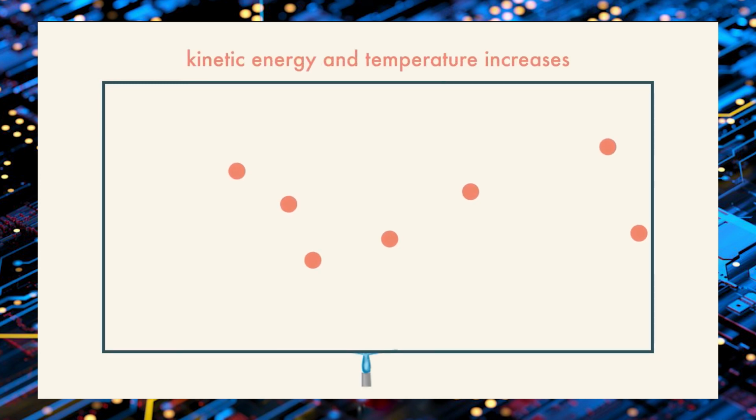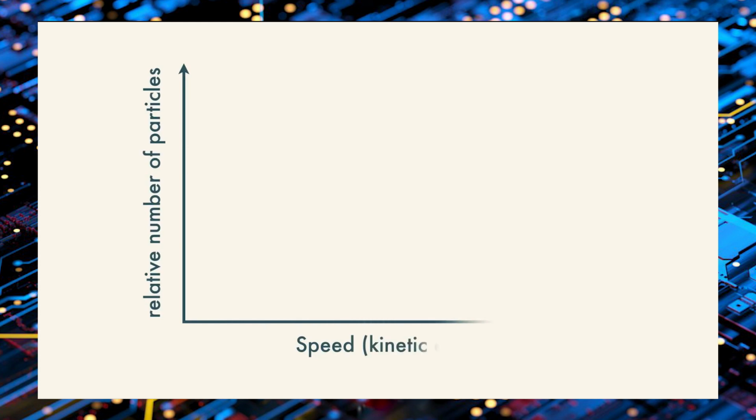When particles of a gas are heated, the particles will speed up. This means that the kinetic energy of the particles has increased, and therefore the temperature of the gas has increased. But the reality is that not every particle is moving at the same speed. We'll start by viewing a scale that measures the relative number of particles at different speeds.